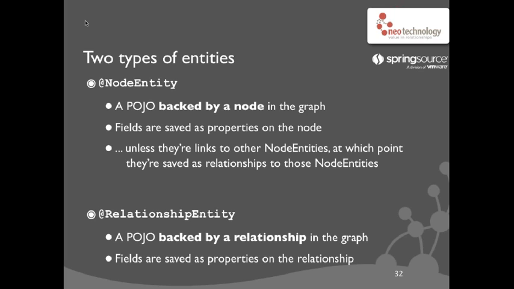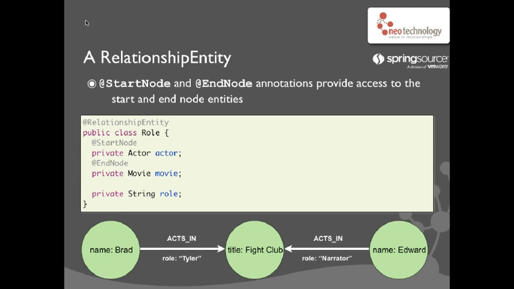But primitive types are supported fully in the same way as node entities. So in this case, we have a relationship entity called role, and it wraps the relationship between Brad and Fight Club. If you want to access the starting node and the end node, you just declare them with @StartNode and @EndNode, and they're going to be injected. And then we have a field called role, and that's a string, so it's just going to be serialized to the relationship. Pretty straightforward.